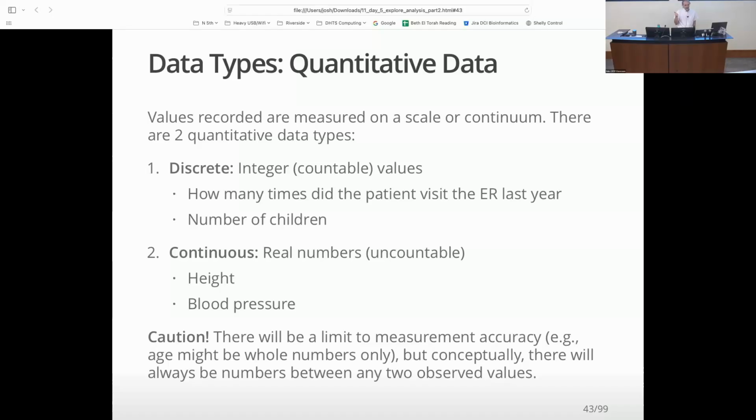For example, a discrete quantitative value could be how many times the patient visited the ER last year, right? You can't have 3/5 of a visit to the ER. I mean, it's not like you put 1 foot in the ER, but then you leave, right? It's either you visited the ER or not. Or, how many children does the subject have? Do they have 5 children? You don't have thirds of children, right?